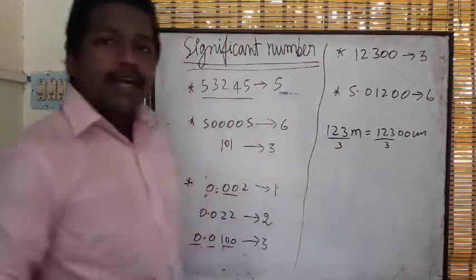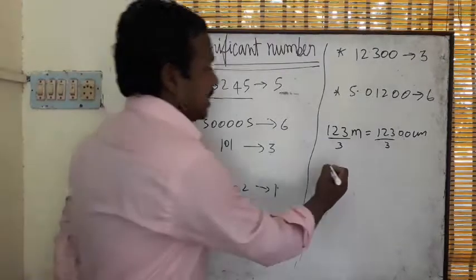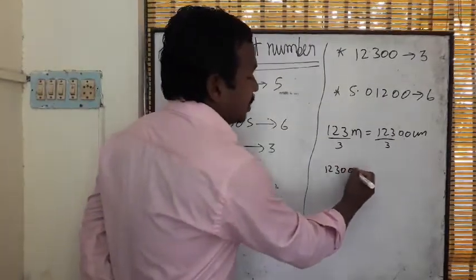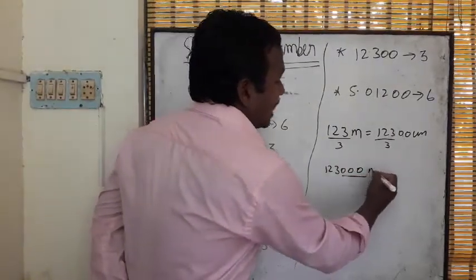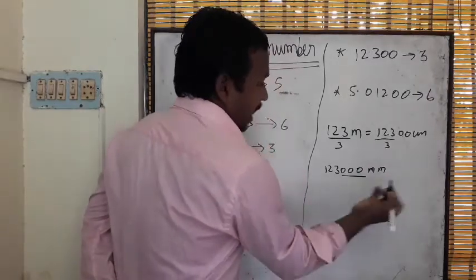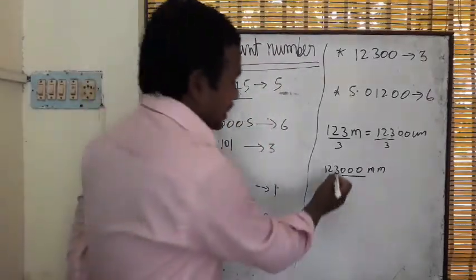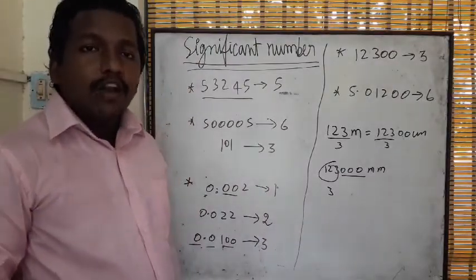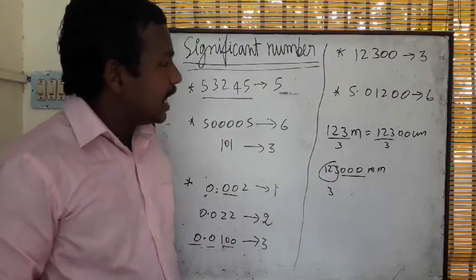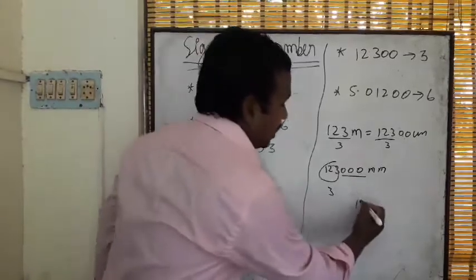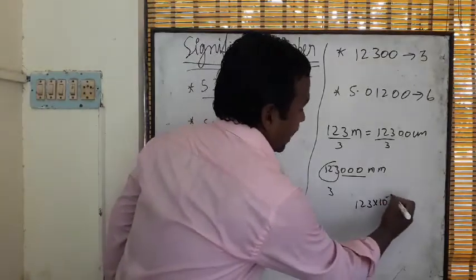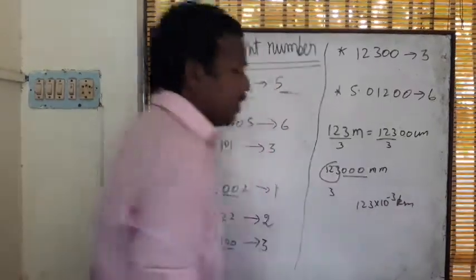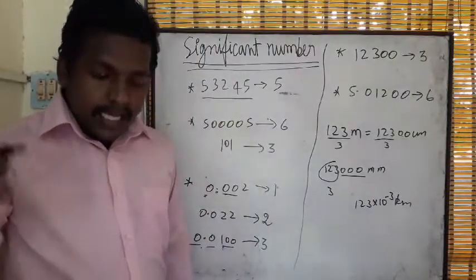Further, I am converting to millimeter. That means 123,000. These 3 trailing zeros we are not going to take as significant. That means 3 significant numbers are there. The same value, if you take it in kilometer, is 123 into 10 power minus 3 kilometers. That time also the significant number is going to be the same.